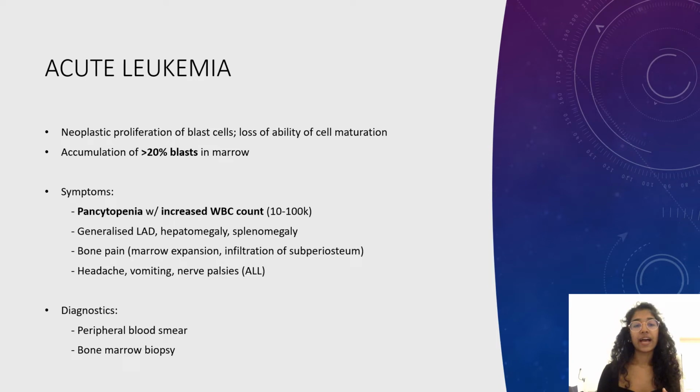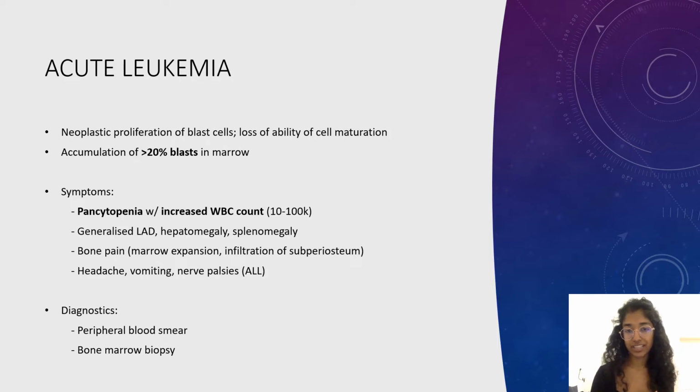You can also have, like I said, this affects the bone marrow, which is a major difference between leukemia and lymphoma. So when you have it affecting the bone marrow, it'll cause expansion of the bone marrow and infiltration of the subperiosteum lying above it. And as a result, a patient will typically experience bone pain. And especially in the case of ALL, you'll have it spreading meningeally. So this will lead to problems such as headache, vomiting, nausea, blurred vision, nerve palsies, etc.